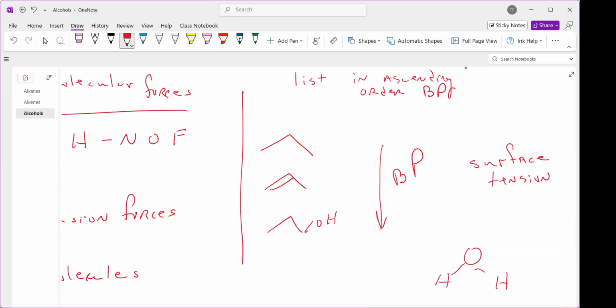Water boils at an incredibly high temperature based on its molar mass. It's a little bitty molecule, but it's got a really high boiling point because of the strong intermolecular forces. Okay, so IMFs are important. Biologically, our bodies depend on intermolecular forces.